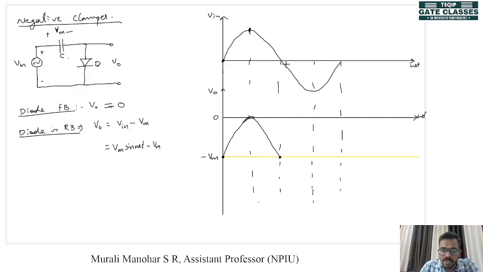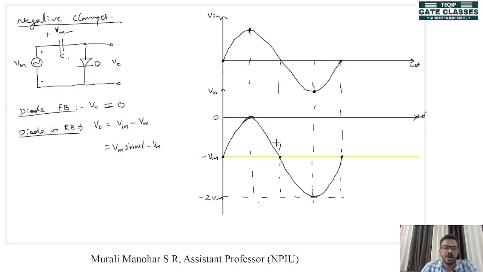Okay. Then input voltage is now minus Vm. When the input voltage reaches minus Vm, what happens to the output voltage? Minus Vm minus Vm. That will be minus 2Vm. So output voltage increases in the opposite direction to minus 2Vm, and again when the input voltage reaches 0, it is sinusoidally increasing to minus.